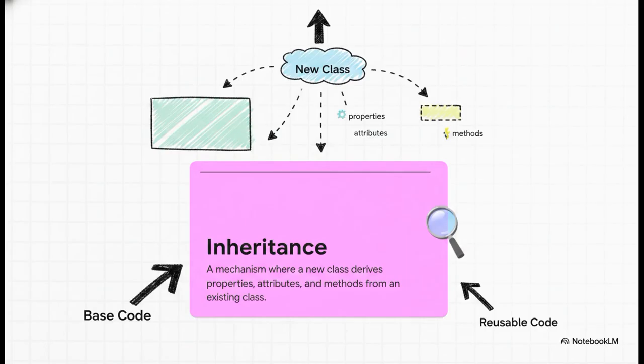Moving right along to pillar number 2, inheritance. This is a mechanism where a new class derives properties, attributes, and methods from an existing class. Honestly, you can just think of this as the ultimate cheat code for reusability.